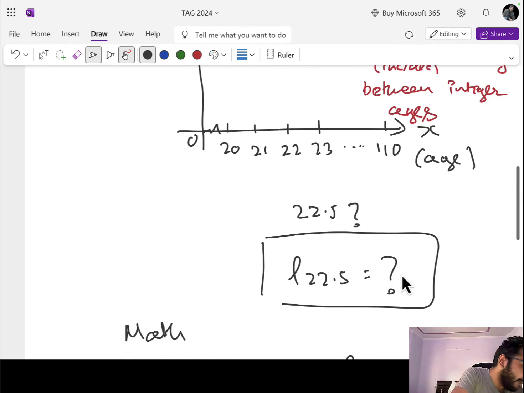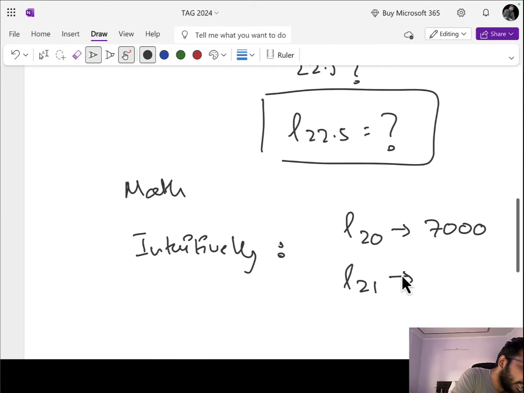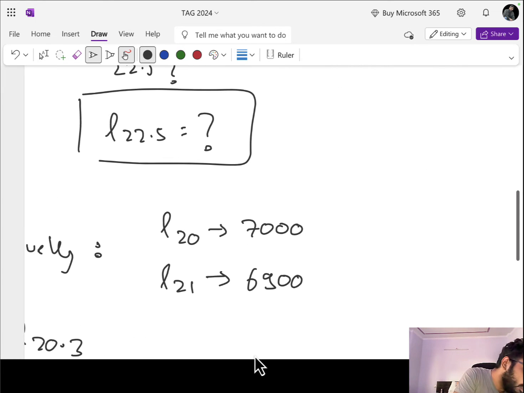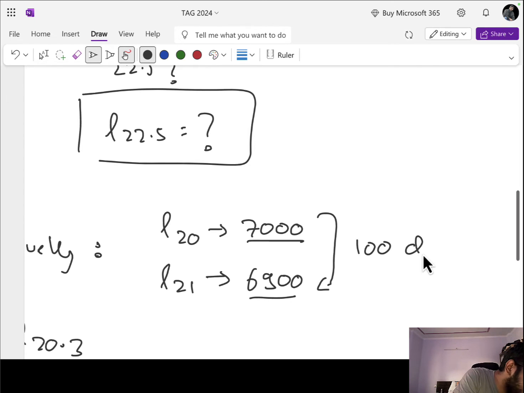L21, let's say, happens to be, as we took, 6,900. And if I am to find L20.3, what would that value be? I would just assume that between these two ages, these are the number of people alive. So I would assume that 100 deaths have happened, right? That I know, that 100 deaths have happened.